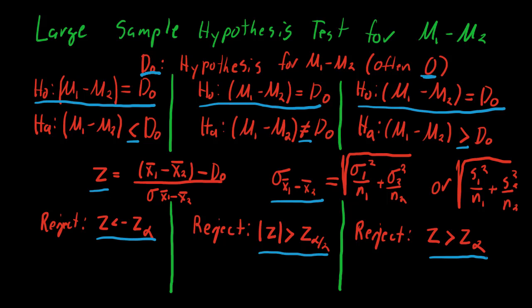So it's the same hypothesis test that we've seen before when we were testing for our mu values, but in this case we're just subtracting first and treating that as our x bar value and d0 as our mu value.